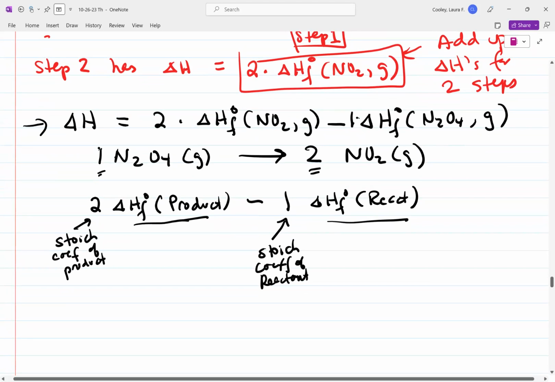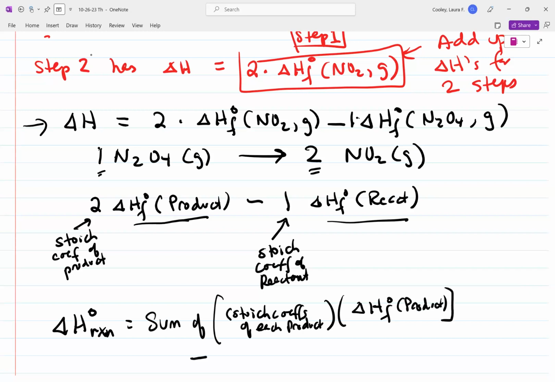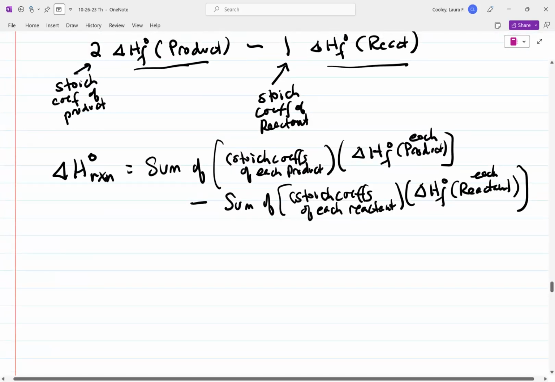And if I write any reaction at all, I can generalize this so that the delta H for any reaction is the sum of the stoichiometric coefficients of each product times the delta HF0 for that product, minus the sum of the stoichiometric coefficients of each reactant times the delta HF0 of the reactant, of each reactant. This sounds terrible, I know, but it's a lot easier to do. I know that's a mouthful, but we're going to use it to do an example. It's a lot easier to use than to think about it generally.